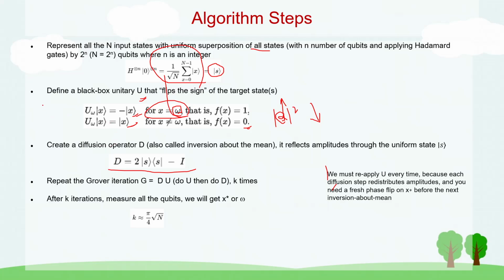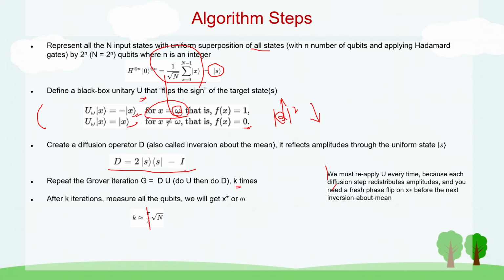And you need to repeat these two steps, D and U. How many times? K times. So what is K? K is given by root of N. Generally, you don't have to go that far. Even well before that, you will be happy to get the required one. Sometimes people don't represent this number, but this is the mathematical way. And you have to apply this marking repeatedly. Why? Because each diffusion step redistributes the amplitudes, so you need a fresh phase flip every time. You may say, well, I've done it the first time. So this is just for your information.